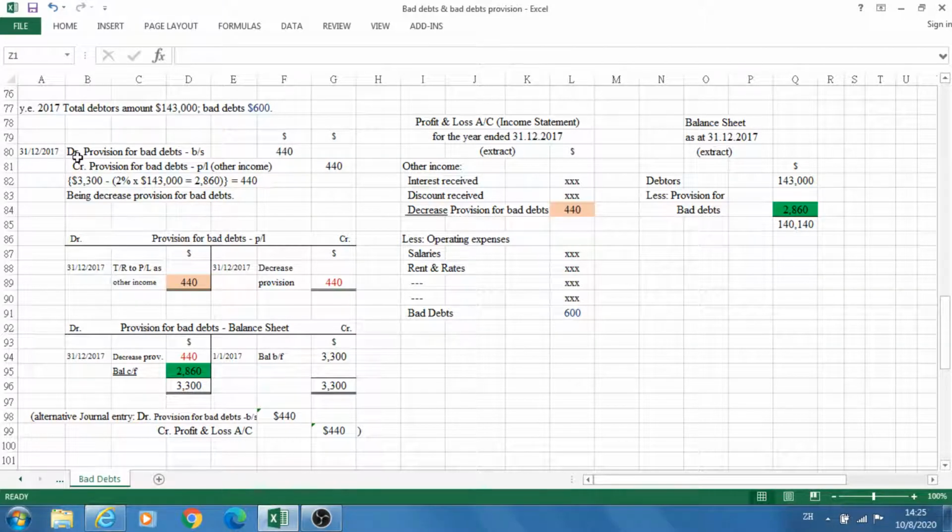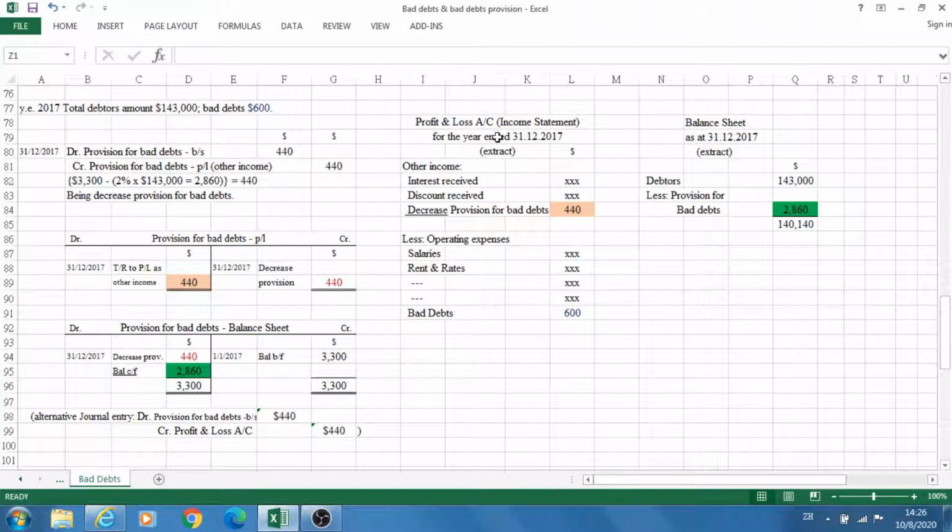The journal entry for decreased provision for bad debts is debit provision for bad debts balance sheet account 440. Credit provision for bad debts profit and loss account 440 as other income. Decreased provision for bad debts expense is transferred to profit and loss account as other income. Provision for bad debts balance sheet account balance 2,860 is carried forward.